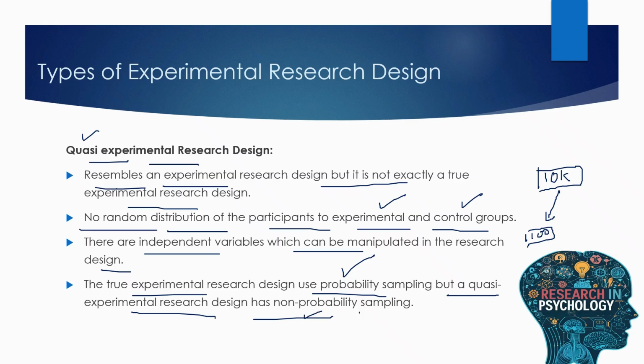We are selecting the sample using non-probability, and from that sample, we are not randomly distributing the participants to experimental and control groups. Here also the researcher is going to use his personal bias to choose who goes into the experimental group and who goes into the control group. That is why we call it a quasi-experimental research design. It resembles the true experimental design, but it is not a true experimental design. All right.